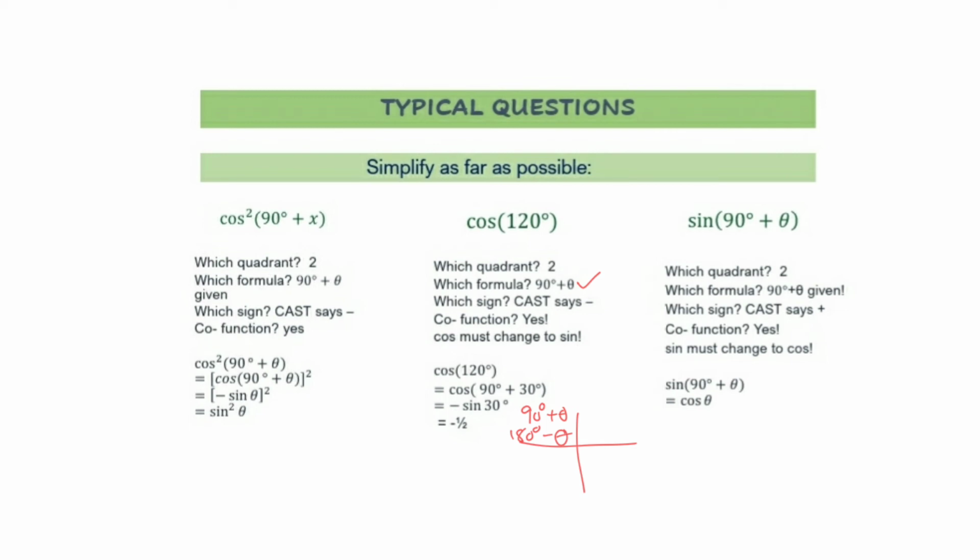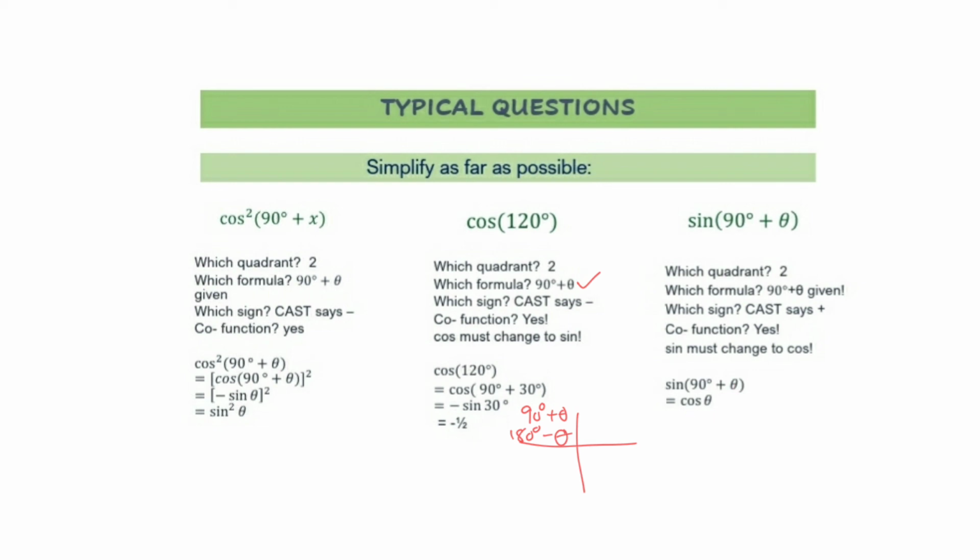Let's look at the second example. Here we have sin of 90 plus theta. There is no specific magnitude given. It's just the formula already, 90 plus theta. Because of the 90, I know that sin is going to change to cos. I must just figure out which quadrant. Second quadrant. The formula was given. The sign in the second quadrant is positive. I am going to use a cofunction, and then sin of 90 plus theta will become cos theta.